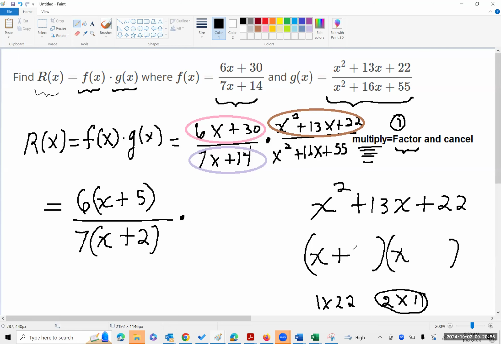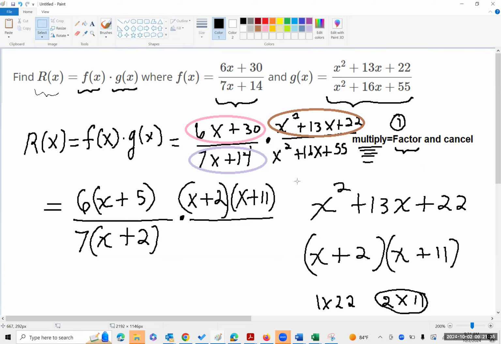So factoring that particular trinomial is quite easy. I'm going to leave that up just for a few more seconds while I copy the x plus 2 and x plus 11. And I've got one more trinomial to work on. And then we'll go into step 2, which is going to be the cancel part. So let me get rid of all this scratch work.